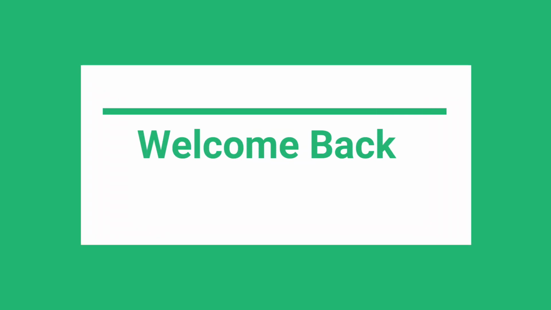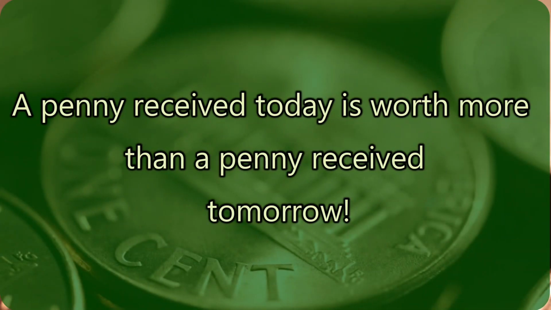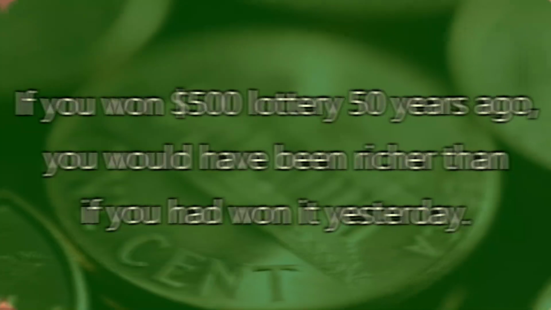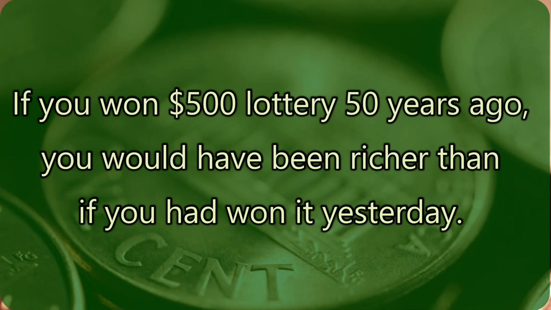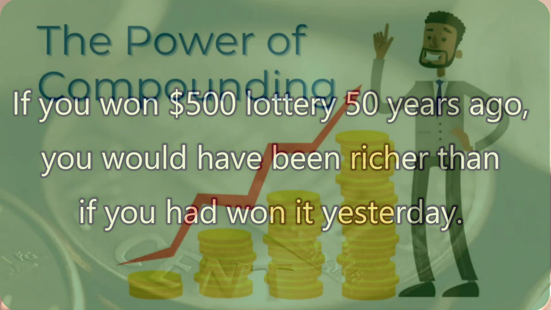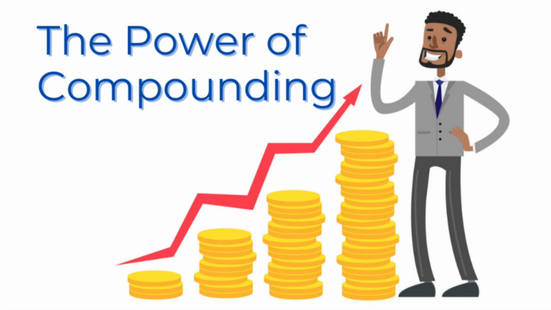There's a common saying that a penny received today is worth more than a penny received tomorrow. Or you can also say that if you had won $500 of lottery 50 years ago, you would have been richer than if you had received the same amount yesterday. So, this is a general rule which reflects the power of accumulated interest.